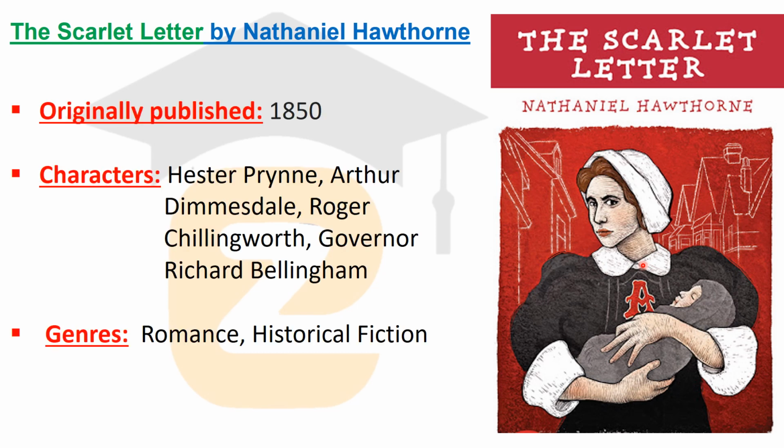This was originally published in 1850, and the character Hester Prynne was the protagonist or the heroine of this novel. Arthur Dimmesdale, Roger Chillingworth, Governor Richard Bellingham. These are the characters involved in this novel by Nathaniel Hawthorne, and the genre of this novel is romance and historical fiction.